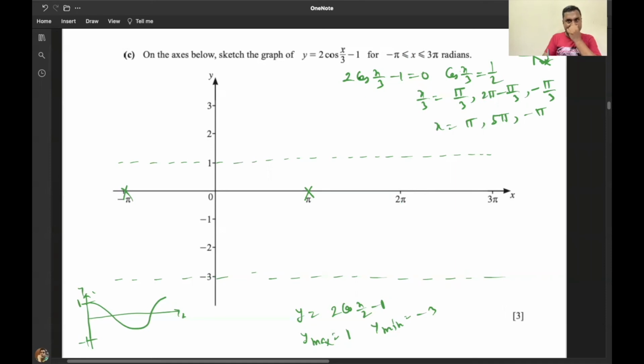Okay, now if you put x equals 0, 2 into cos 0 minus 1, that is 1. And if you substitute x equals 3 pi, the 3 cancels, there will be pi, cos pi is -1, that is -2 minus 1, that is -3. So we have got all these points, and we can now join them. So this is the graph for question number 3.